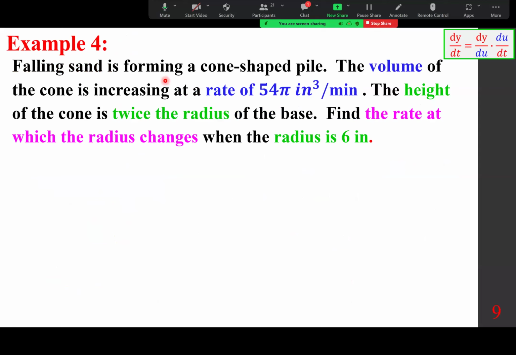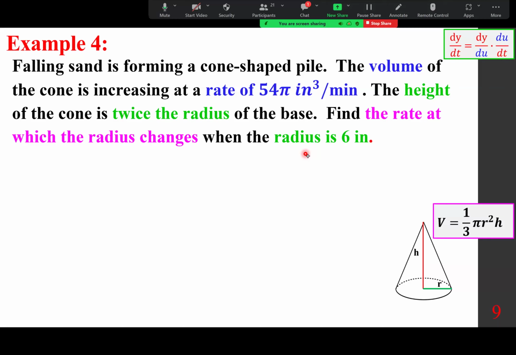Example: sand falling is forming a cone-shaped pile. The volume of a cone is increasing at a rate of 54 pi cubic inches per minute. The height of the cone is twice the radius of the base. Find the rate at which the radius changes when the radius is 6 inches. First and foremost, a cone looks like this. We should know that. Secondly, the volume of a cone is 1/3 pi r squared h. We should know that. So those are information from algebra, geometry, you name it. So that's the first thing, we should know that.